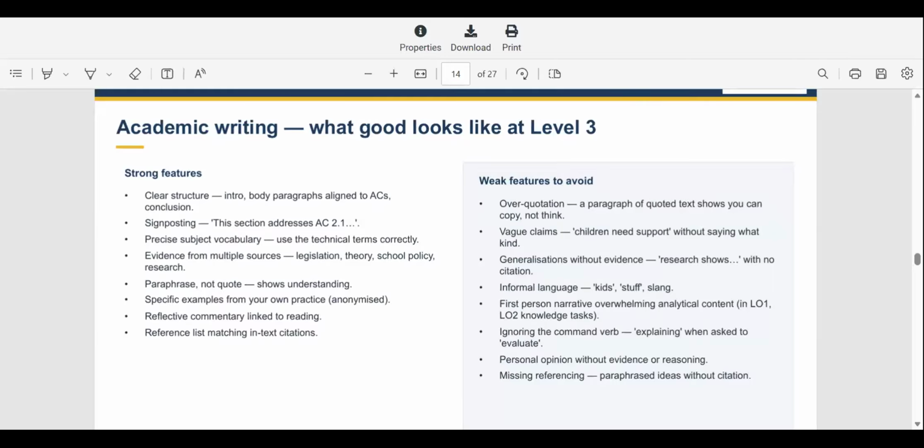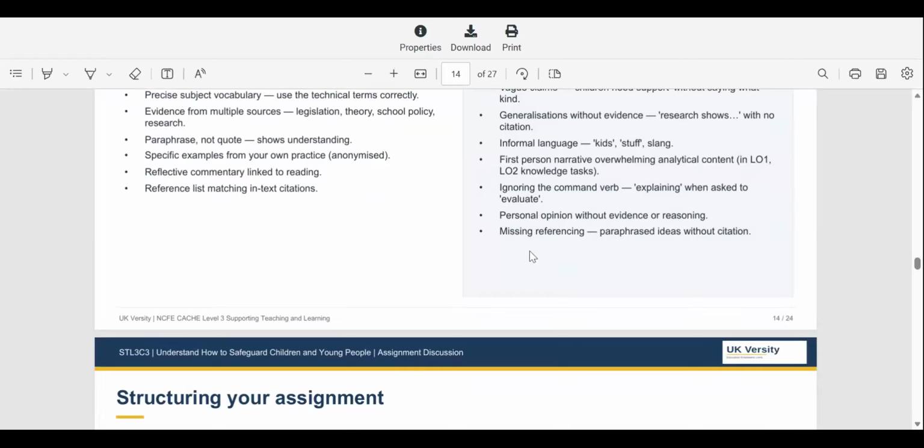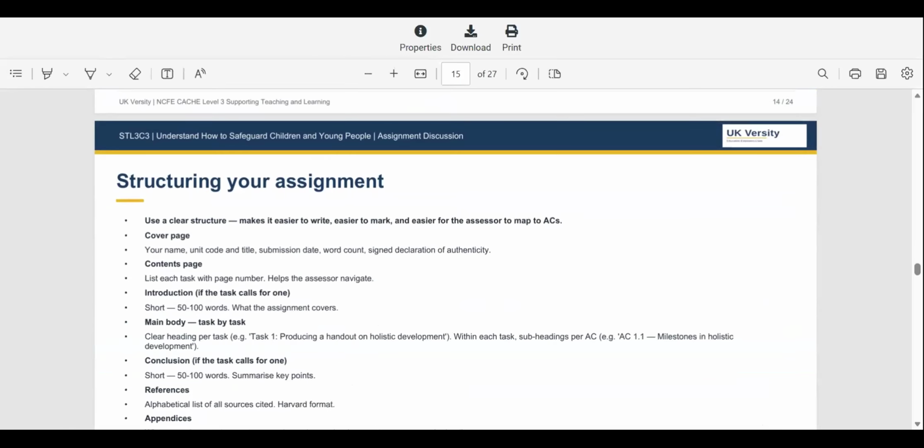Weak features: overquoting, don't overquote. Vague claims and generalization, don't, and use the narrative. Ignoring the command verbs and explain. And personal opinion, do not put your personal opinion in.